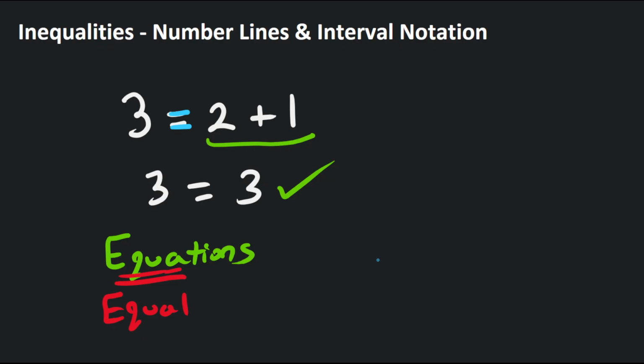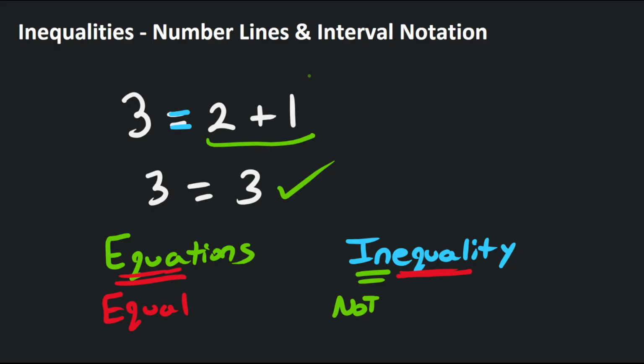Now an inequality, on the other hand, you can also see the same root in there. You can see the word equal in there actually. But then you see this in the beginning, which means not, so not equal. So inequalities, we don't use an equal sign. For equations, we use an equal sign, but for inequalities, we have various inequality symbols.